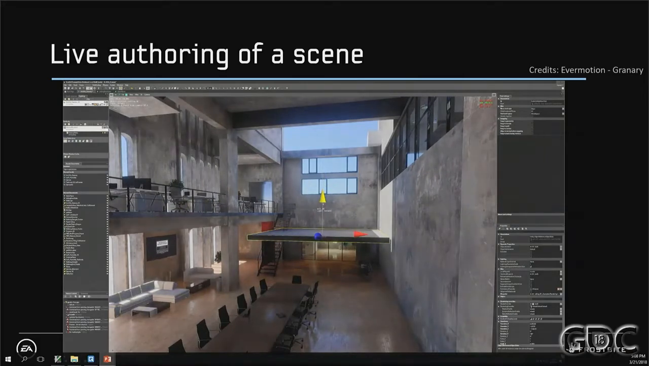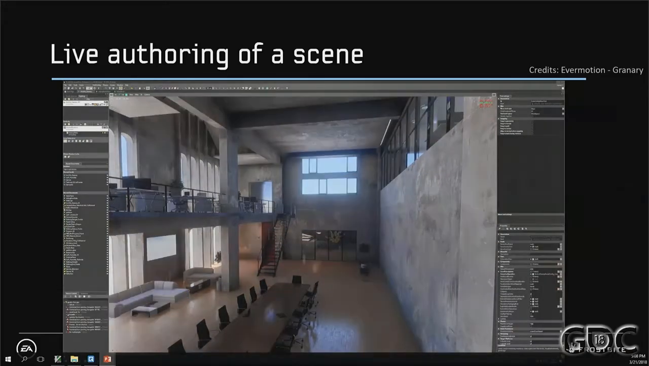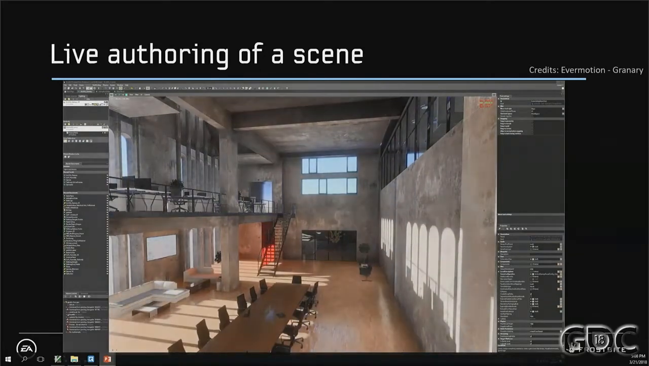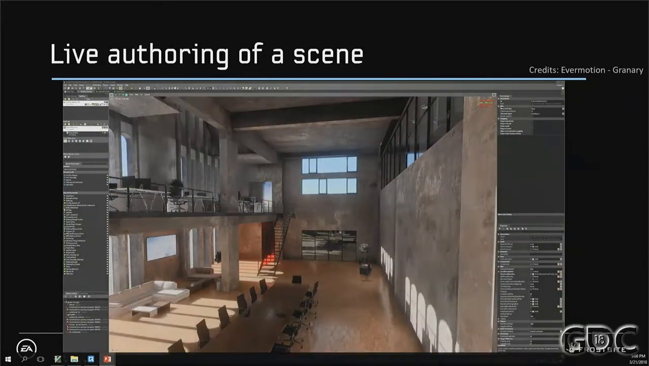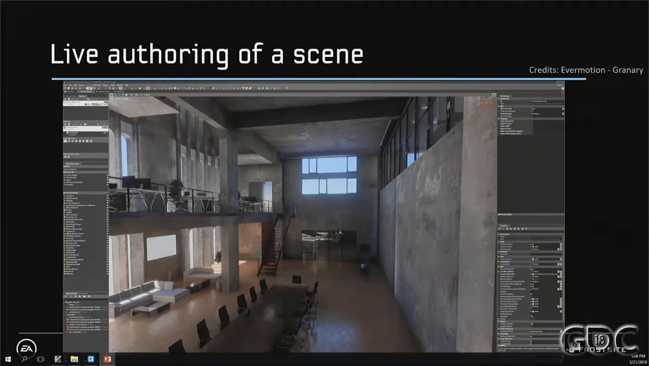if you remove the ceiling, you can see the light pouring in from the sun. So that's an example of authoring. You can see also colored bounce light at the back from the red cloth.